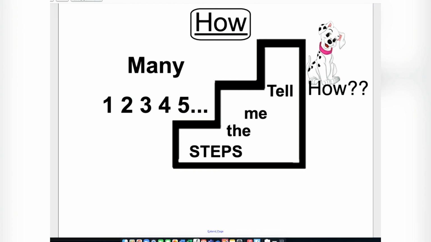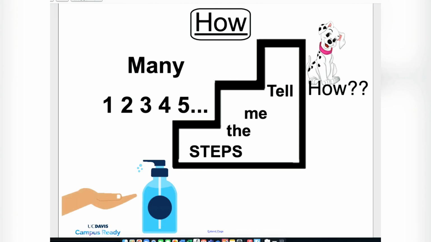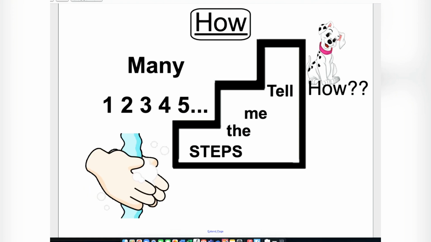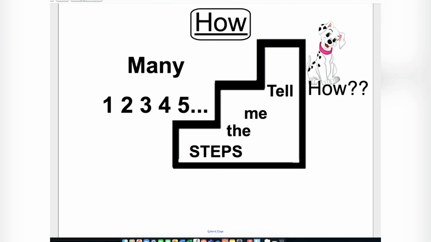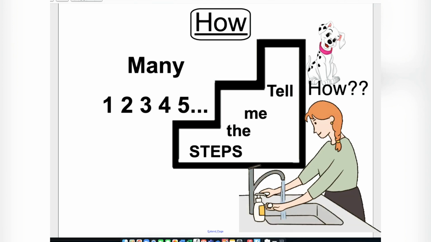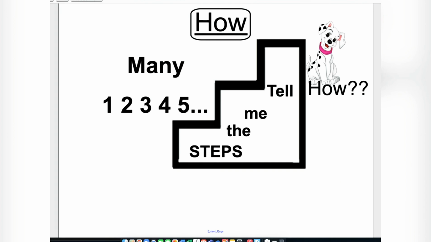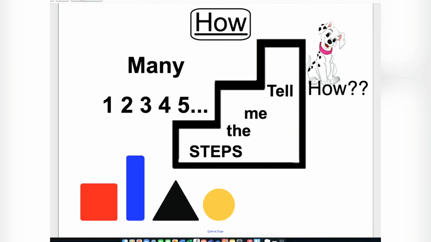How do you wash your hands? First, I put soap on my hands. Then I rub them together. Then I rinse them in the water. And last, I dry my hands together.